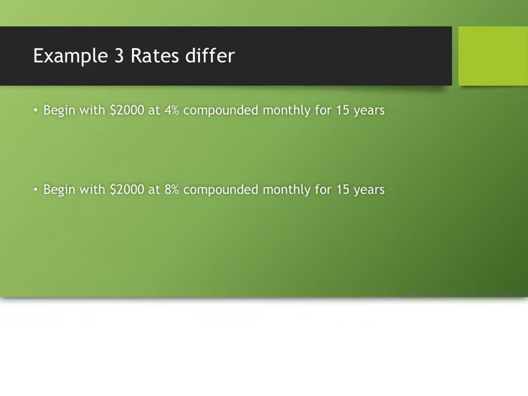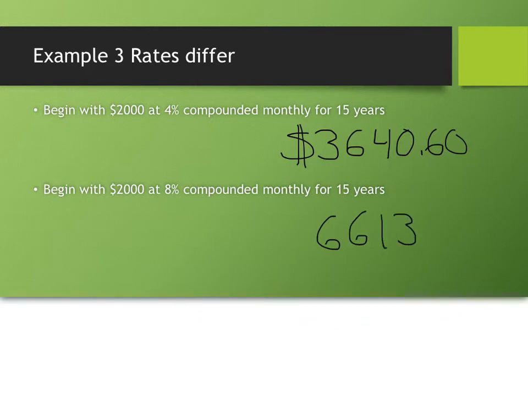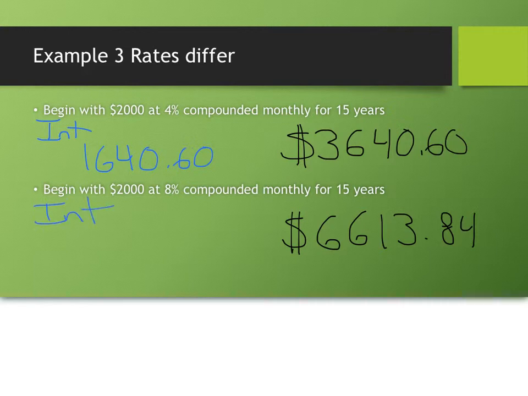You'll find that you get out $3,640 roughly, 640 and 60 cents in the first case, and in the second case you will get out $6,613.84. By the way, if we're talking about interest, the interest that you got out in the first case was 1640.60, and the interest that you got out in the second case was 4613.84. Excuse me, 84. Okay.